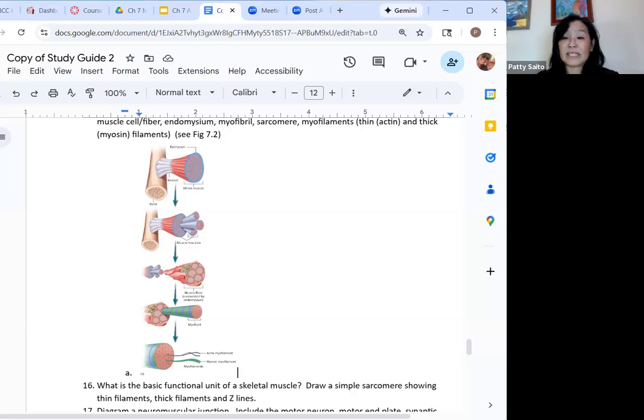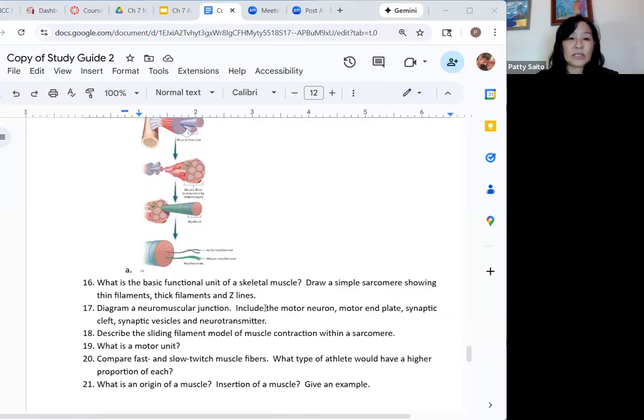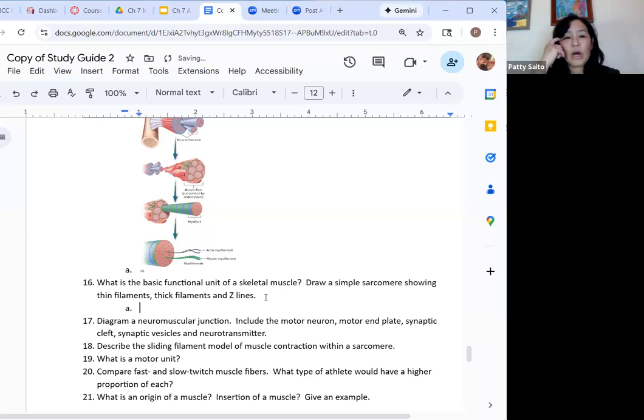All right, so now let's take a look at kind of the microscopic view. And that's the next question. What is the basic functional unit of a skeletal muscle? In other words, what are its components on the inside? It's called the functional unit. I'll put it here, and then we'll go ahead and draw some more. So the basic functional unit of a skeletal muscle is called the sarcomere. And we're going to go ahead and draw that.